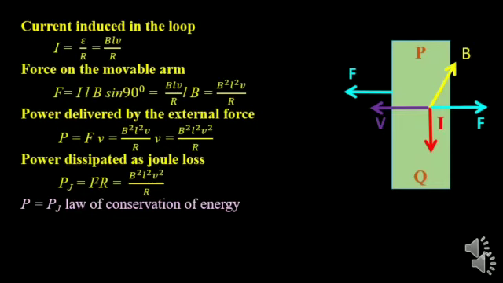So, we can conclude that the mechanical energy which is required to move the arm is converted into induced EMF and then to thermal energy. Here the energy loss is H equals Pj t equals B square L square v square divided by R into t.